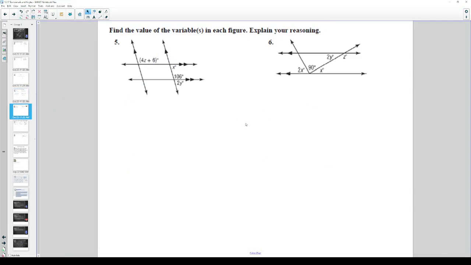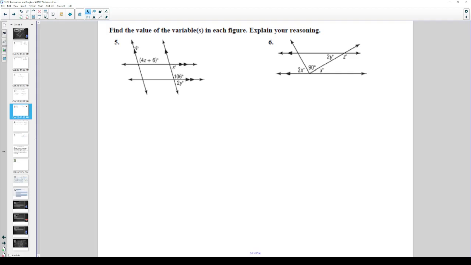Next ones, we have just some more problem solving. These are very similar, so I'll just talk strategy here. We have this transversal on the right that has this x and this 106, so we know they add up to 180 because they're consecutive interior. We know that 106 and 2y are a linear pair, so they add up to 180.